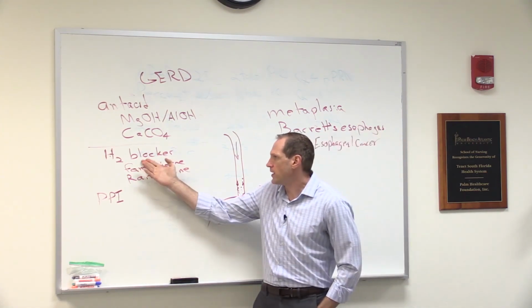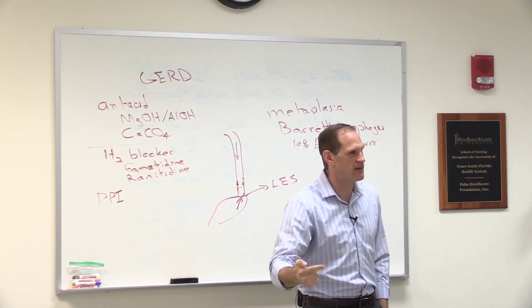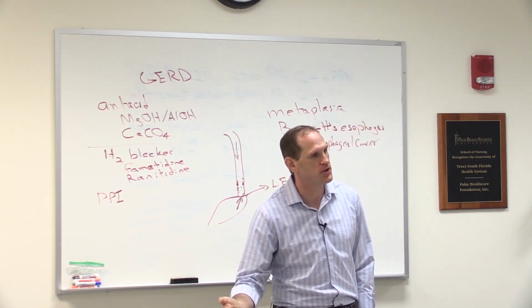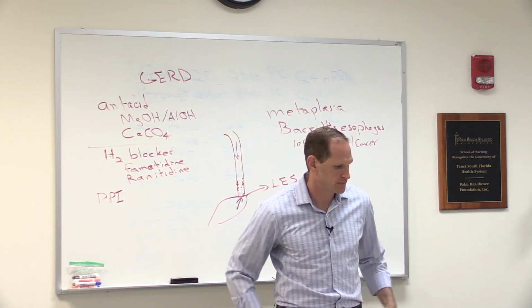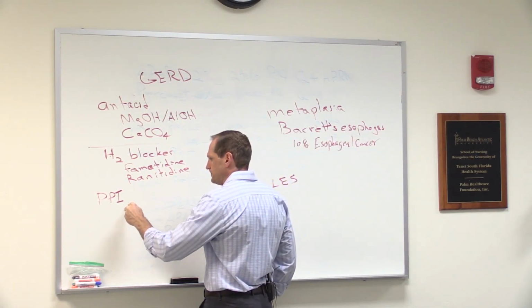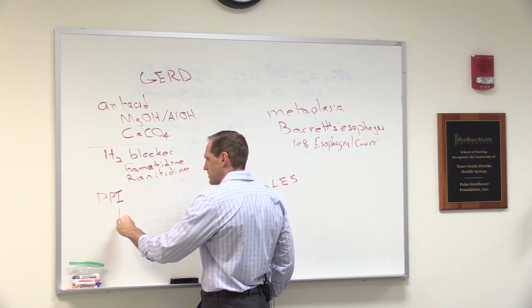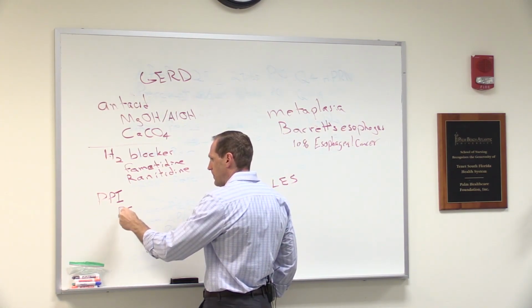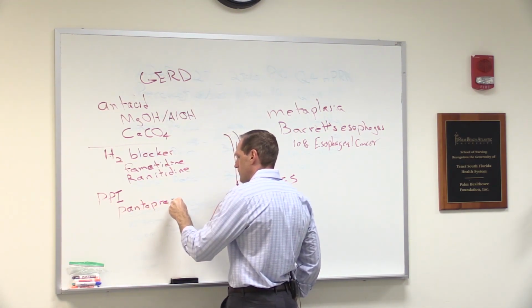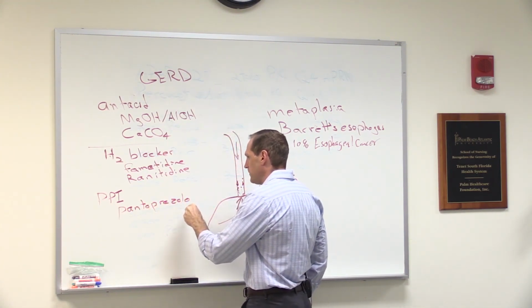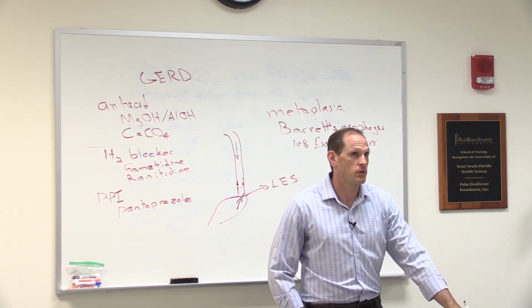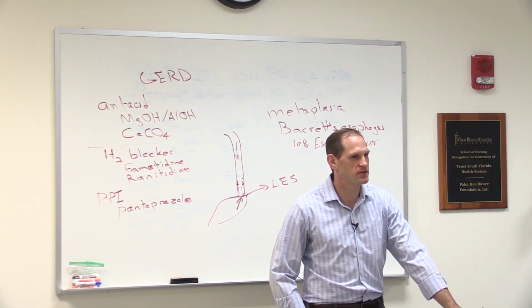So H2 blockers work by inhibiting secretion of acid that's already been made. PPIs work by inhibiting production of acid. So the drugs there all end in azole. So there's omeprazole, pantoprazole, lansoprazole, esomeprazole, rabeprazole, a whole bunch of prazoles.